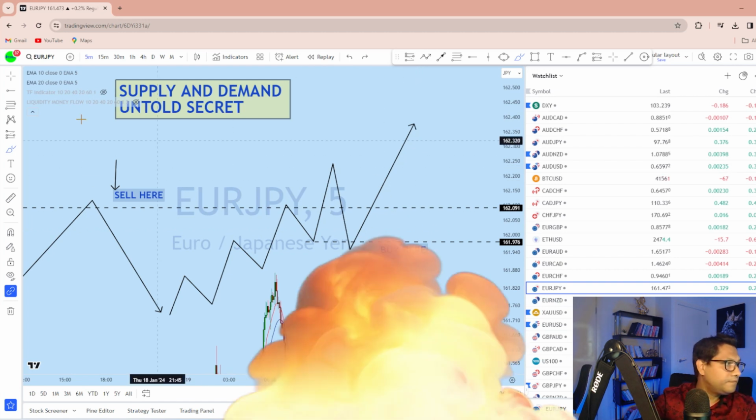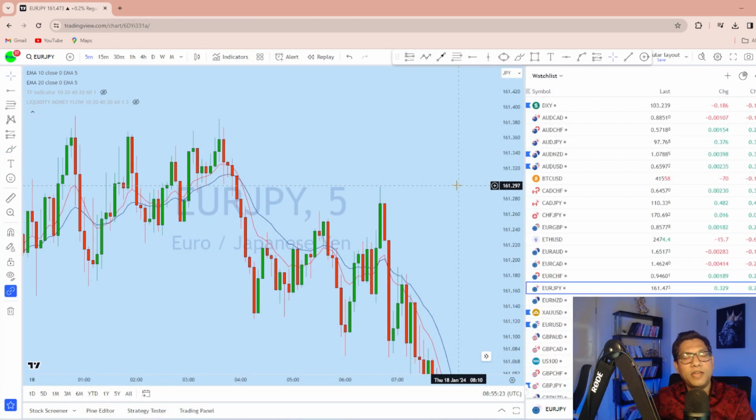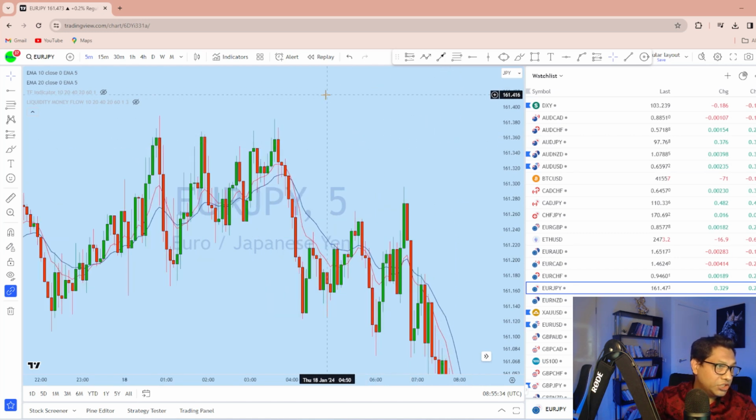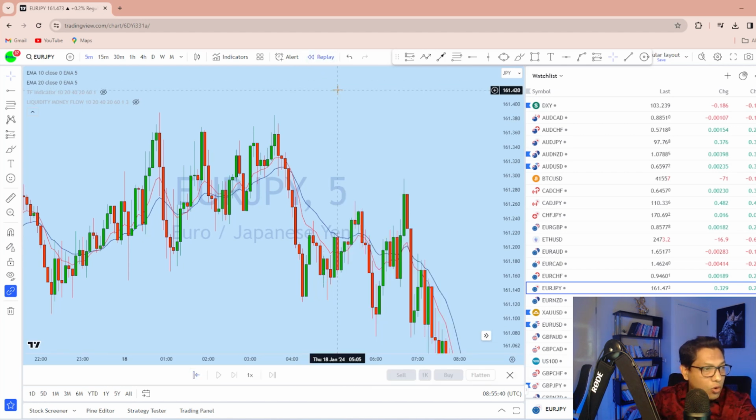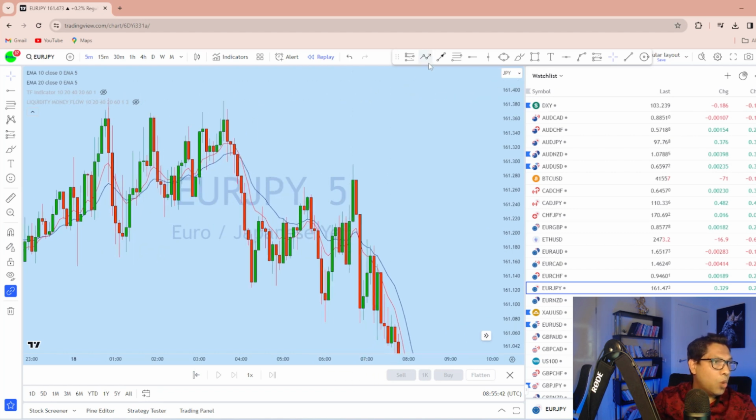Okay guys, so this strategy can be applied in any time frame. You can apply it in 5 minutes, 15 minutes, 30 minutes, 1 hour, 4 hour, or daily. So let's look at this market. This is Euro JPY. You can trade on gold, Euro dollar, GBP USD, no problem. All of them are the same. Now, if you look at this Euro JPY, what do you see?